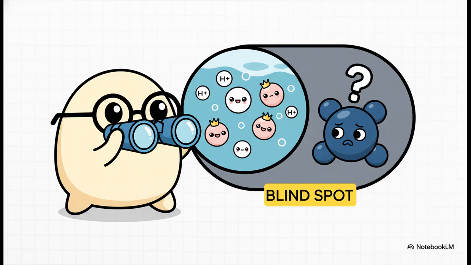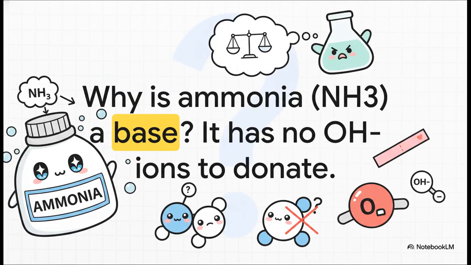Yeah, it's a really great start, but the Arrhenius theory has a major blind spot. You see, it can only classify stuff that already has H+ or OH- in its formula and is dissolved in water. And that leads us to a classic puzzle. Let's talk about household ammonia. The formula is NH3. It's definitely a base. We all know it feels slippery and it reacts with acids.